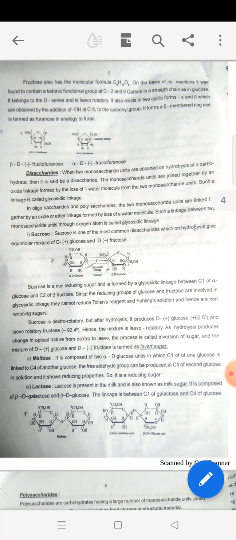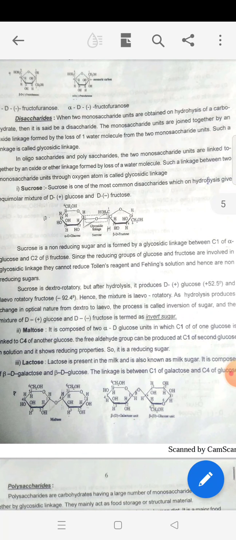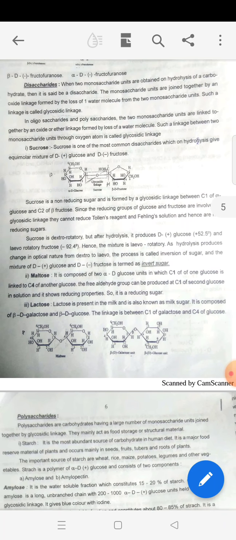The example which we are taking first is sucrose. Sucrose is a disaccharide made up of glucose and fructose. What you need to remember here is which form of glucose and which form of fructose is present in sucrose, and what is the point of linkage. Sucrose is one of the most common disaccharides. As you know, we consume this sugar in our day-to-day life. It's the equimolar mixture of D-plus-glucose and D-minus-fructose.